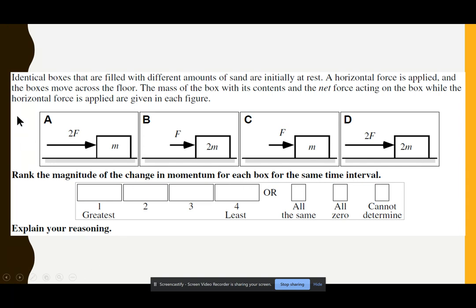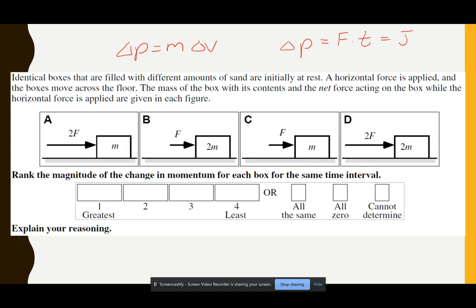Okay. So again, same exact setup, but in this case, we're asking for the change in momentum. So we have two equations that we can look at. Our change in momentum equals mass times change in velocity. But change in momentum can also equal our impulse, which is force times time. So either one we can look at. So let's see what we got.